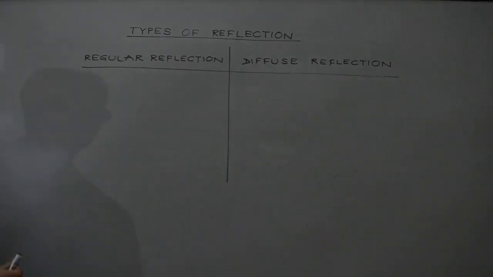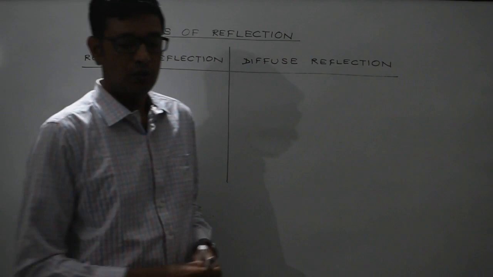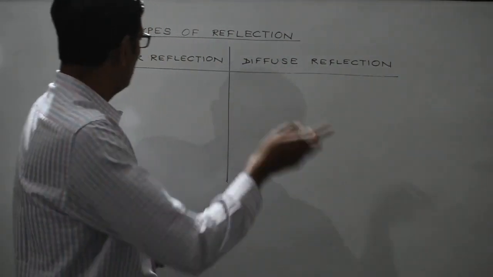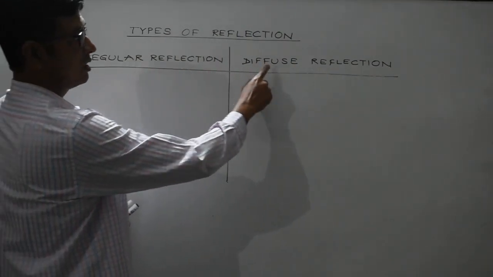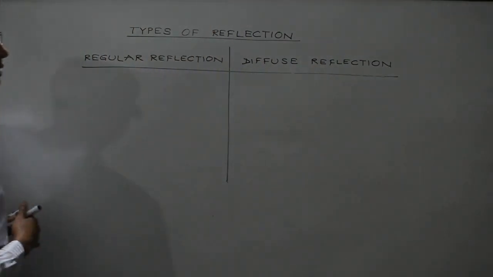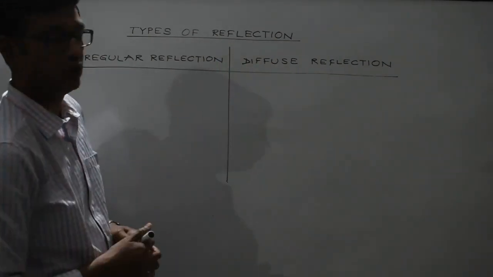Now we will discuss some types of reflection. So basically, reflection can be broadly classified into two types. One is the regular reflection, the other one is the diffuse reflection. Let's bring out the essential difference between these two.